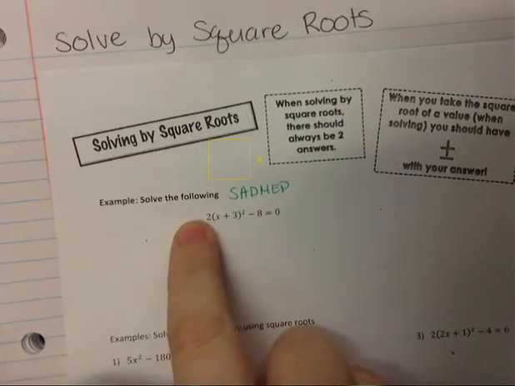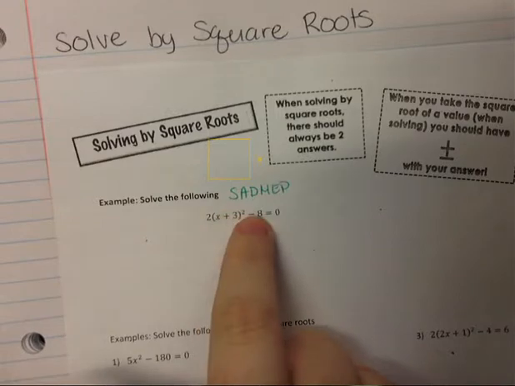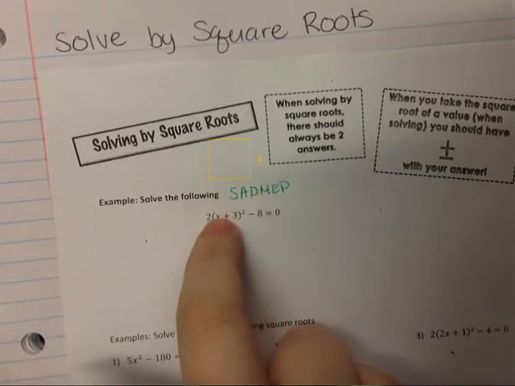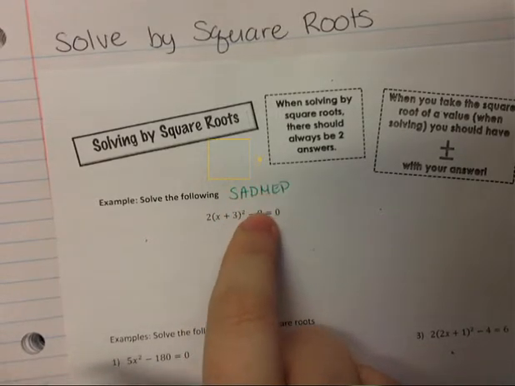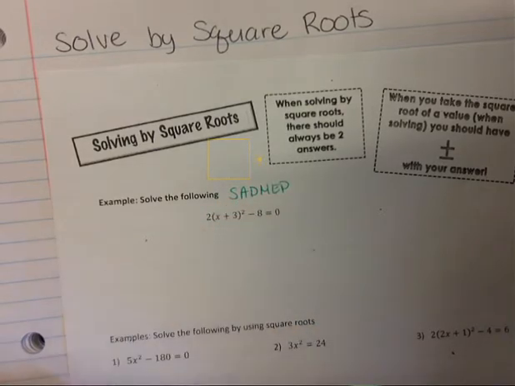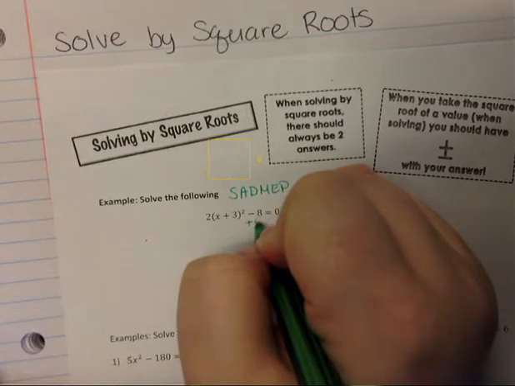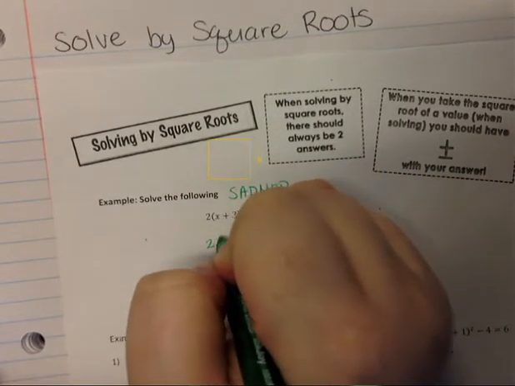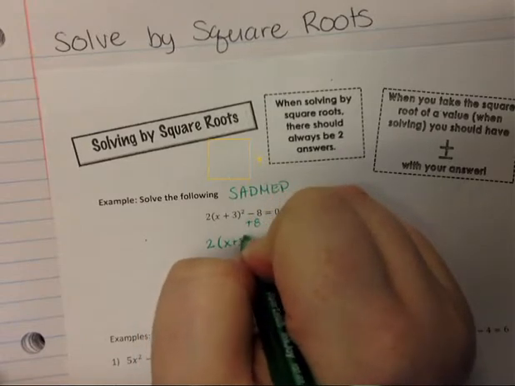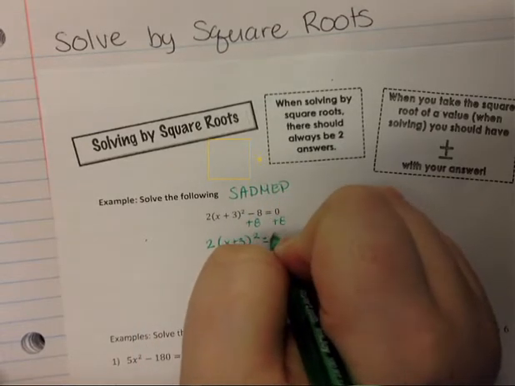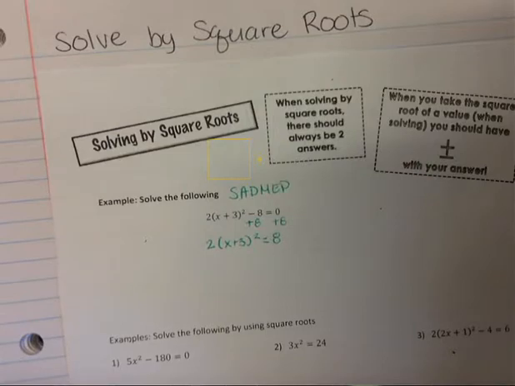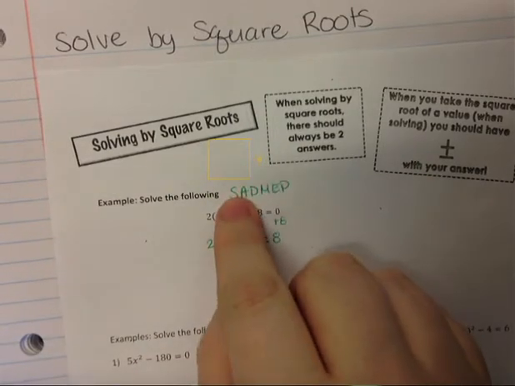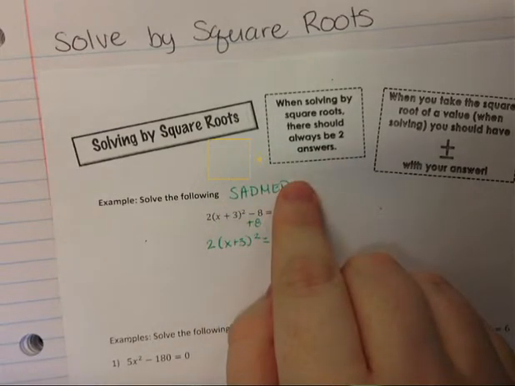We see a 2 times something, and then we see a minus 8. I can't do anything with the 2 because that's multiplication, but I can get rid of the 8 because that's already subtraction, so I can add it to the other side. I'm going to add 8 to the other side. We'll have 2 times (x plus 3) squared equals a positive 8. Now I've added and subtracted away from the parentheses, so I'm one step closer.